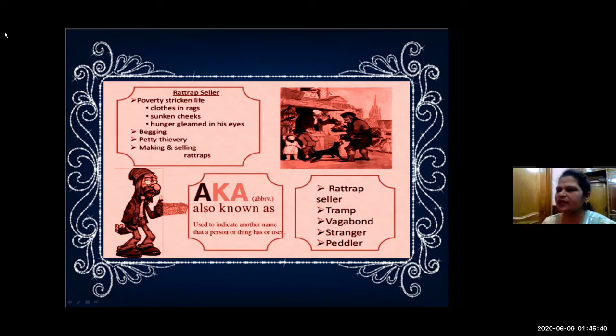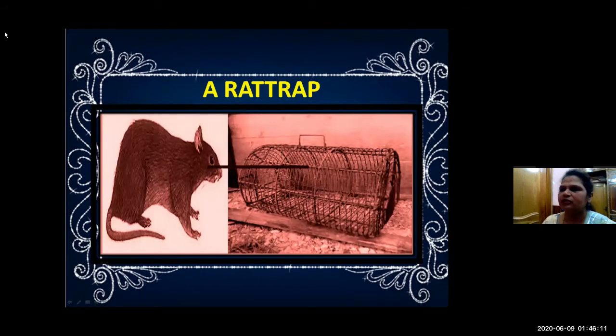This rattrap seller is poverty-stricken. His clothes are always seen in rags. His cheeks are sunken, and hunger is gleaming in his eyes. His profession is begging, but as he was not able to make both ends meet by his begging, he started thefts also. And his main work was to make rattraps and to sell them. Here you can see the picture of the rattrap.